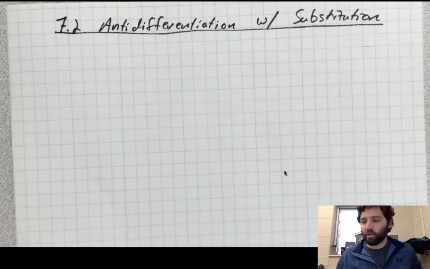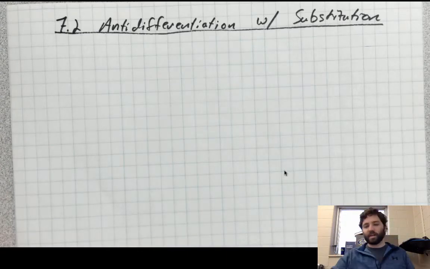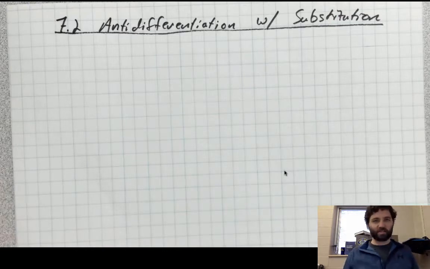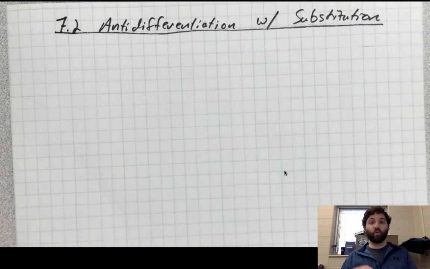All right, section 7.2. Anti-differentiation with substitution rears its ugly head again. Back in the fall, we learned several different ways to antiderive, or different types of functions that we could antiderive. And I mentioned at that point that the book will come back to antidifferentiation later.